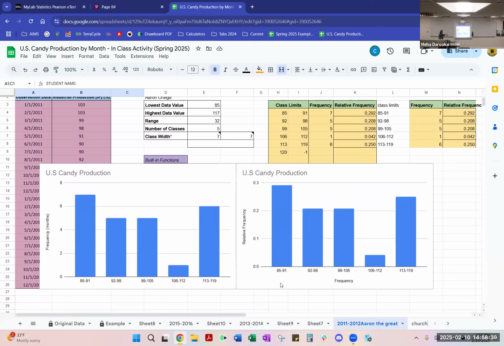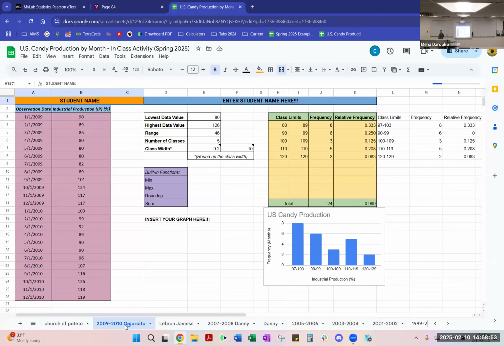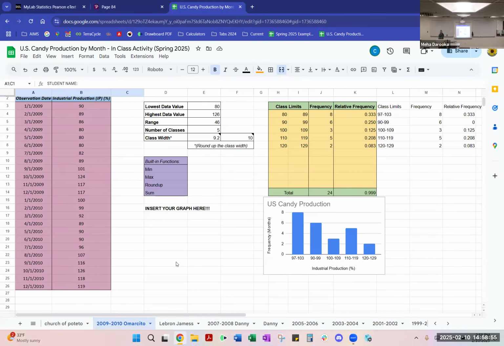But looking at the other frequencies in there, they're at least approaching the same height, not exactly the same. So you can see not every graph is going to be like our textbook examples, right? It's going to be a little bit different. 2009, 2010 was Omar.